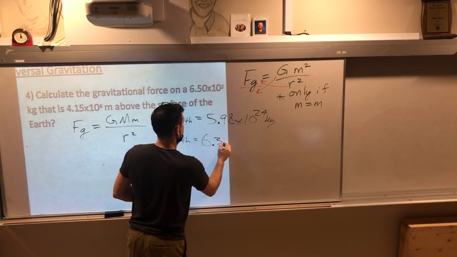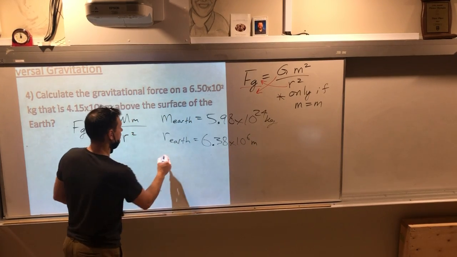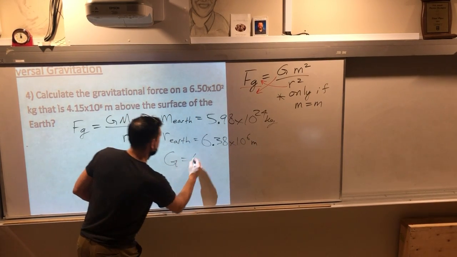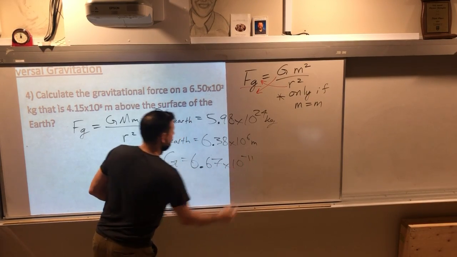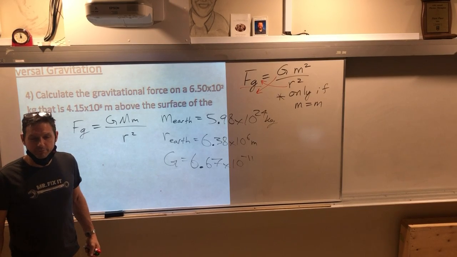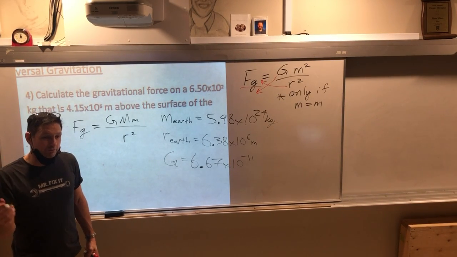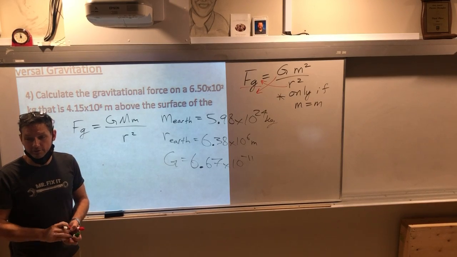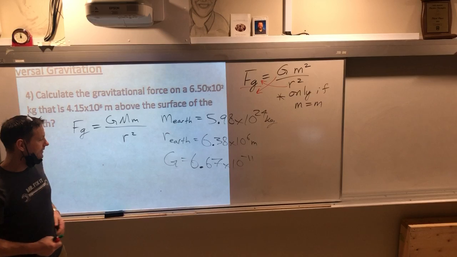6.38 times 10 to the 6 meters. And what's big G? 6.67 times 10 to the negative 11. Do you ever have to memorize these numbers? I'm not going to make you memorize them. I'll put them on the test. But if they're familiar in your mind, it's going to make things quicker. So the more you deal with them, the better, probably.